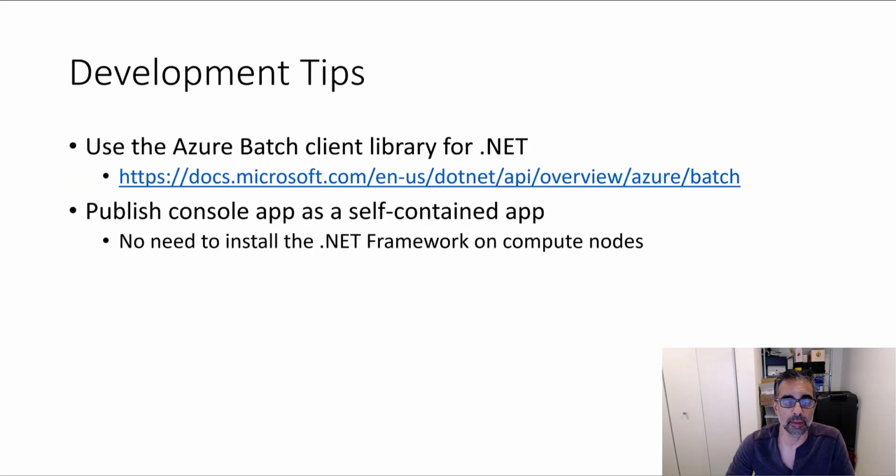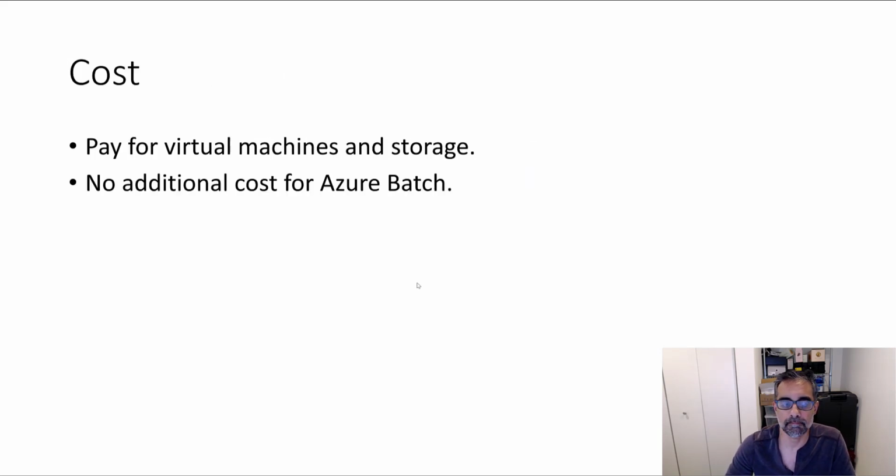Okay, and so here are some development tips. I mentioned use the Azure Batch client library for .NET, especially if you need to do things with jobs and tasks. It's easier than the CLI. And if you're going to run a .NET console app on the nodes, publish it as a self-contained app, so you don't need to install .NET on the compute nodes. Cost. You pay for the virtual machines and storage like you normally would, and there's no additional cost for Azure Batch, which is good.